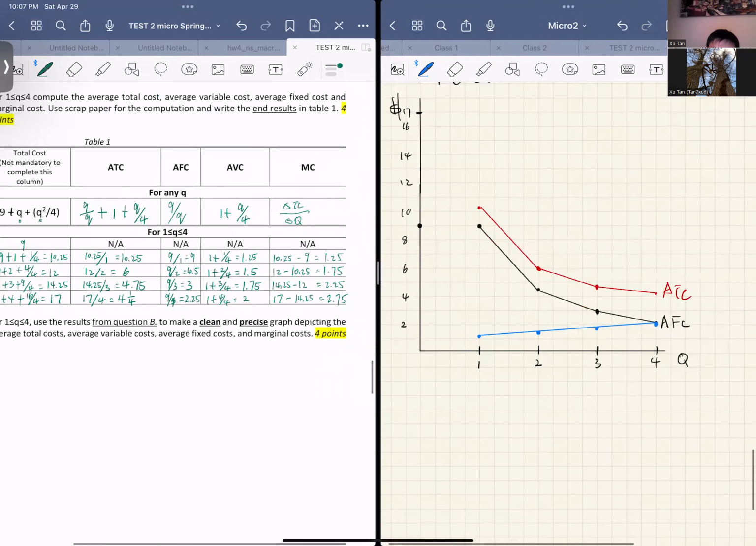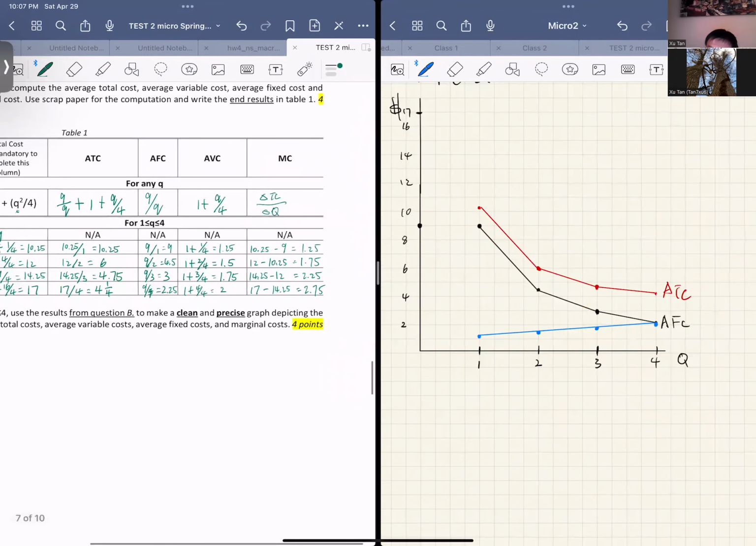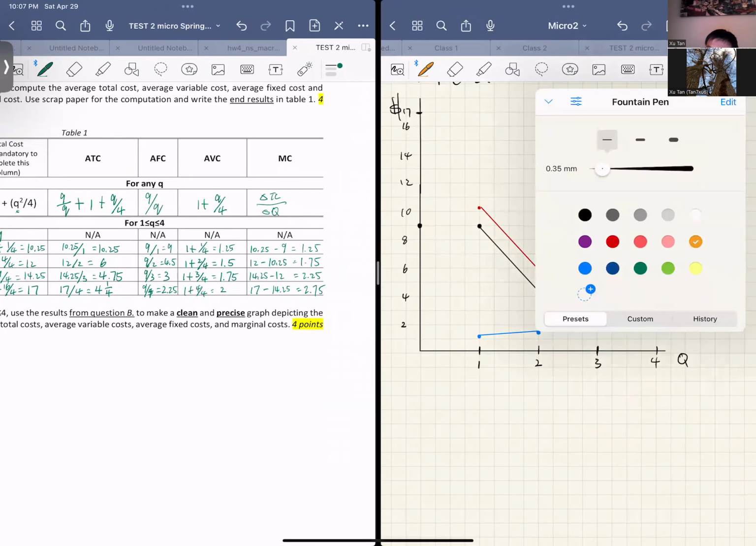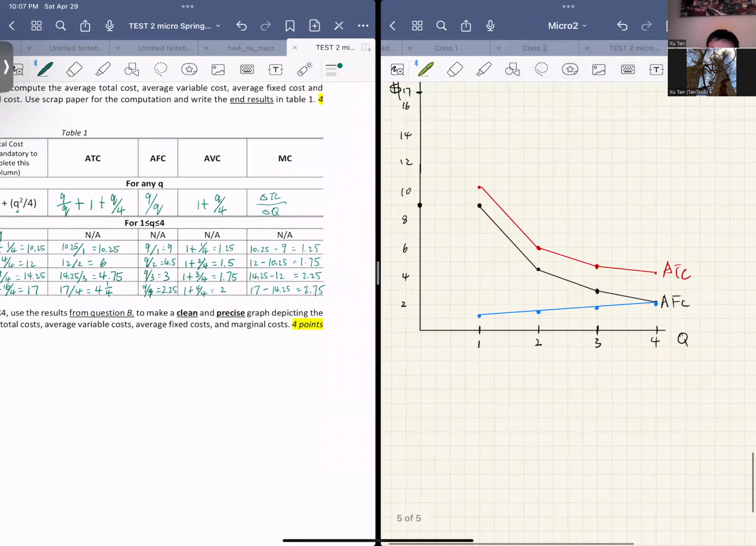And then we have marginal cost. For marginal cost, I'm going to use green. 1.25, 1.75, 2.25, 2.75.